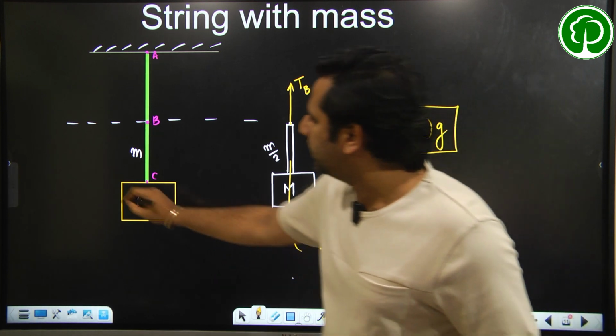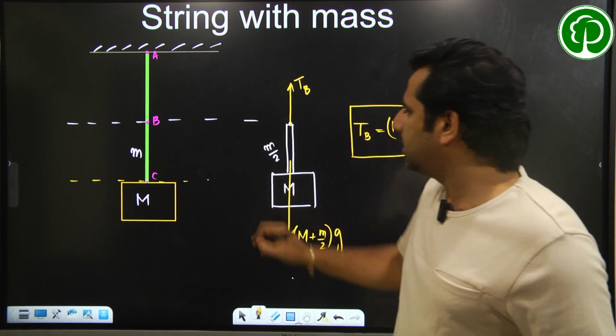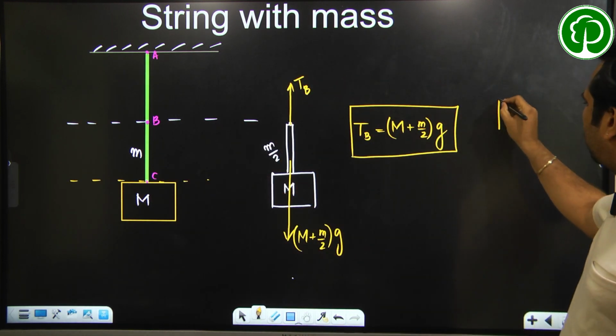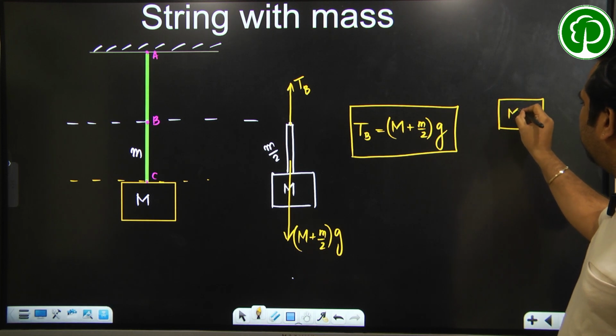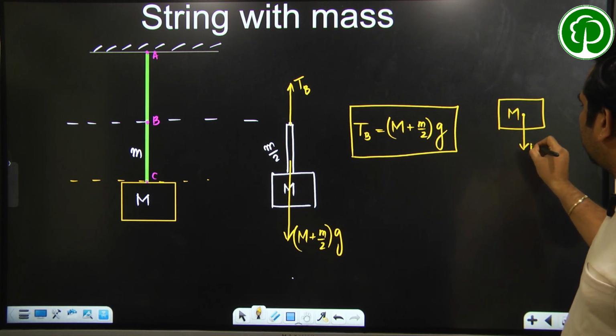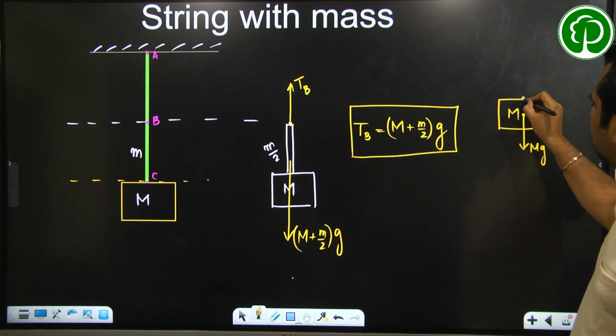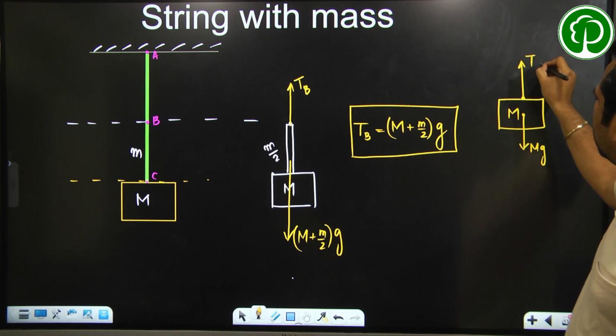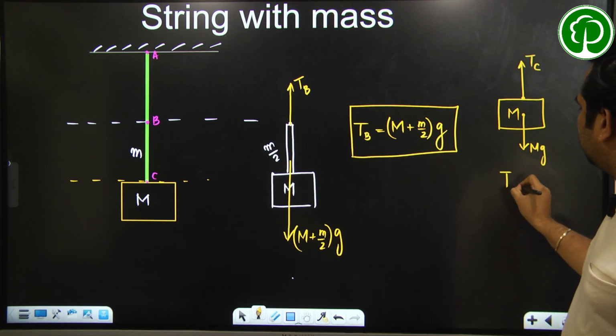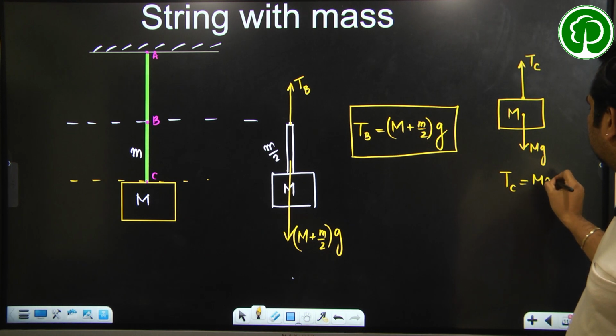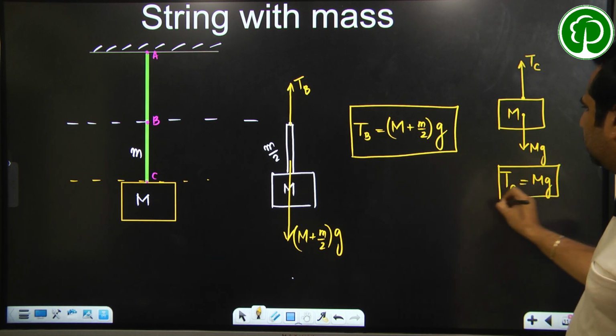Suppose I have to find tension at this point C, then break the system at point C. If you break the system at point C, there is only this block M. So the forces acting on this block M are Mg downwards, and this is point C. The point C is pulling it up, Tc. The block is in equilibrium. Tc is equal to capital M g.